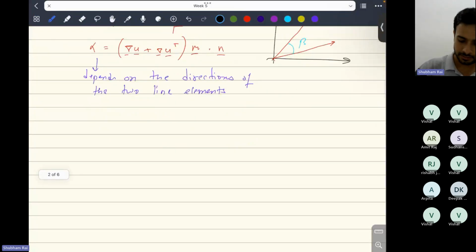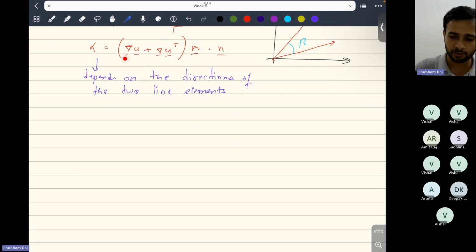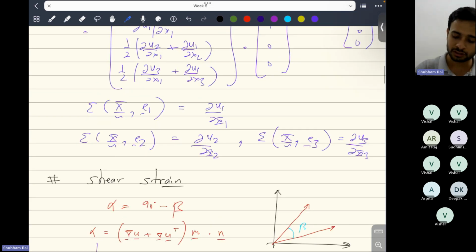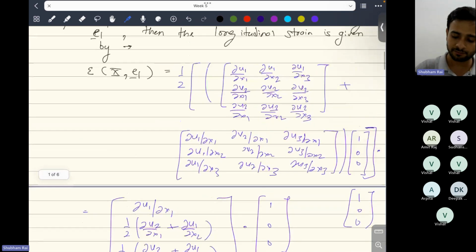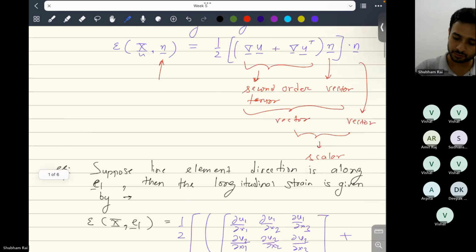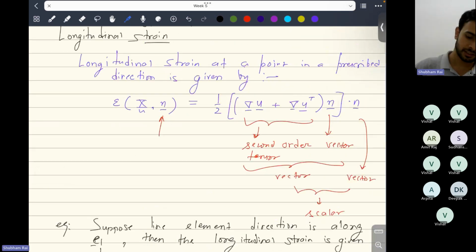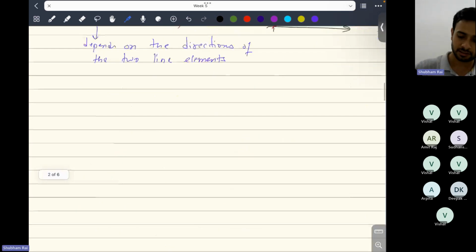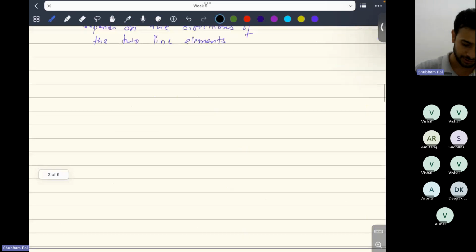Now we can say that there is some significance of this term, because this term was appearing in longitudinal strain also. Gradient of u will be a tensor, right? So this gradient of u plus gradient of u transpose is appearing in this shear strain and this longitudinal strain also. So there is a significance of this term, and it is known as the strain tensor.